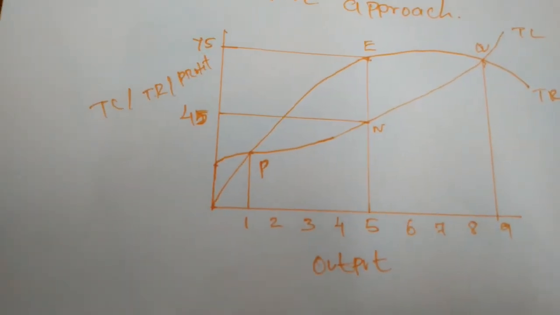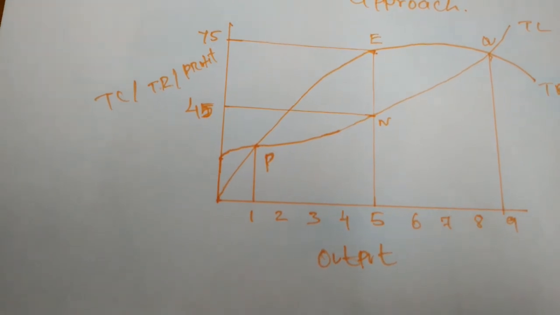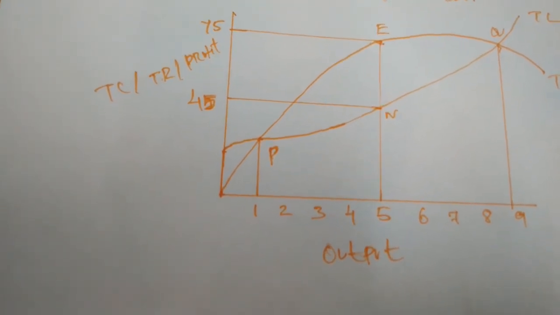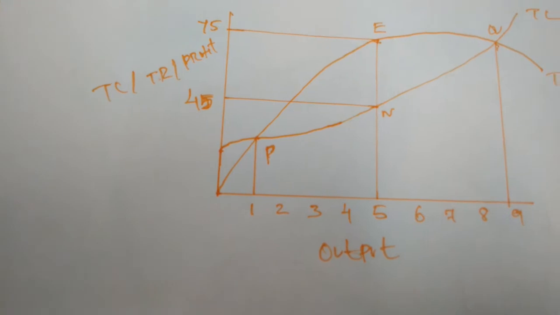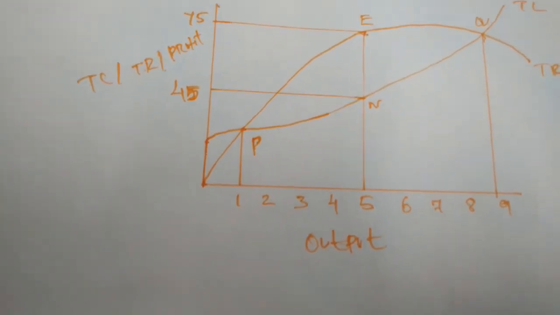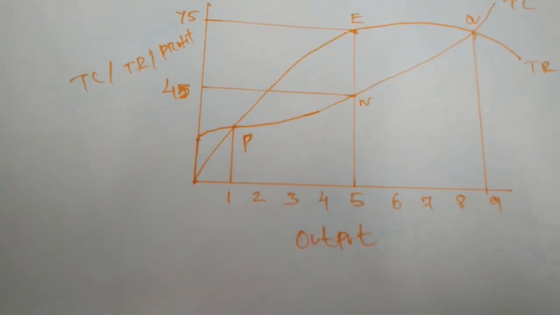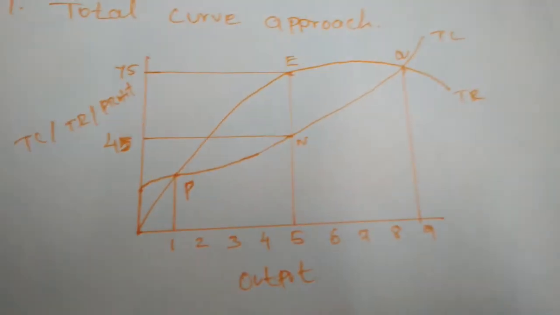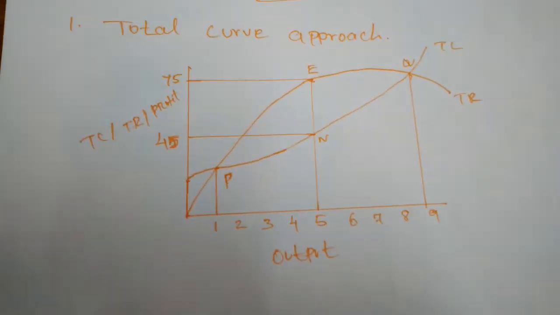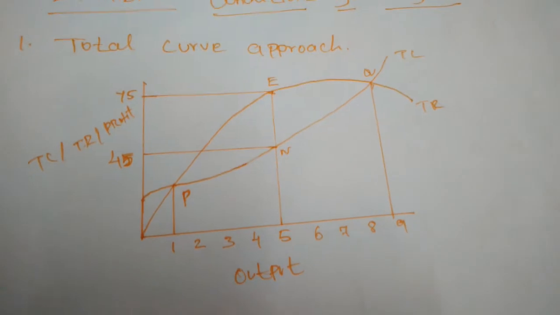This TC-TR method is not generally adopted in the calculation of maximum profit. Hence, to calculate profit or loss, some economists advised the MC-MR approach. MC-MR approach means the marginal cost and marginal revenue approach.